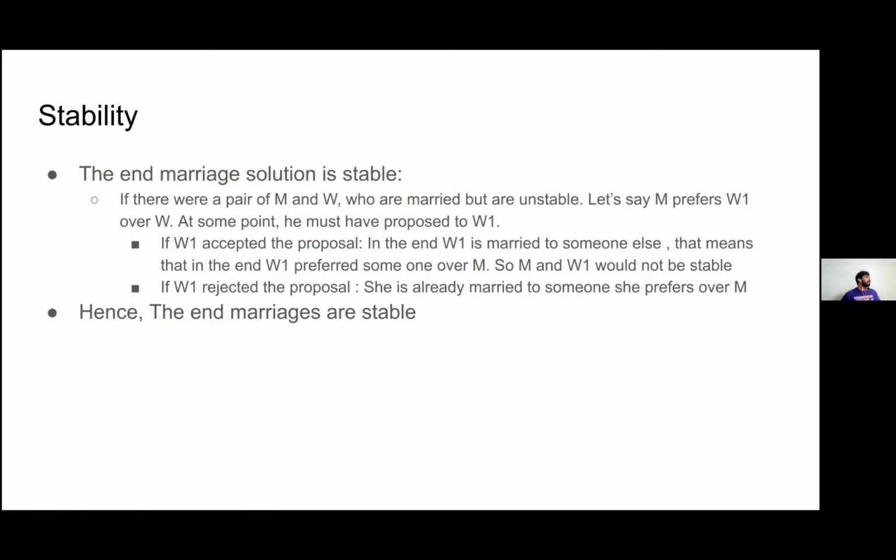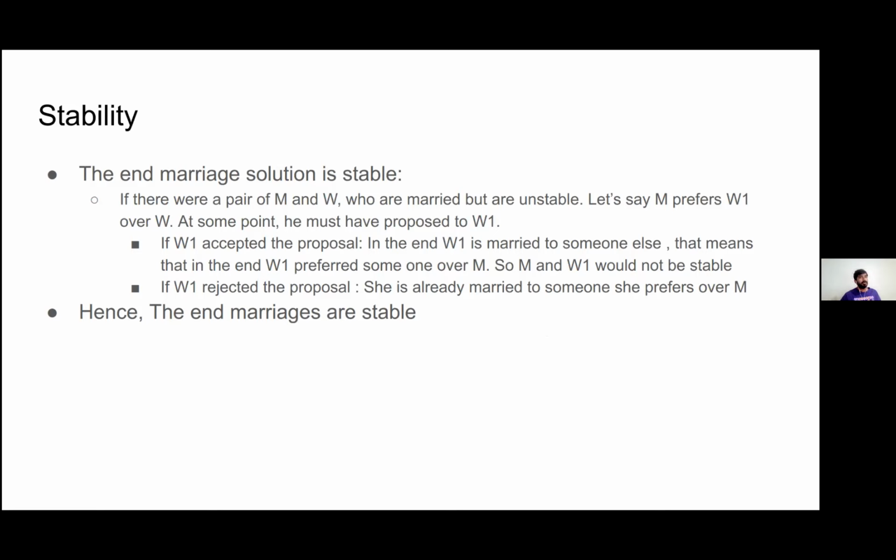Now, we discuss the stability of the algorithm, whether it gives a stable matching or not. Imagine our algorithm gave out a matching at the end of its runtime, but assume that there is an unstable pair. So there is a pair M and W who are married but are unstable. Let's say M1 prefers W1 over W. In the algorithm, every man proposes down his list, so at some point, he must have proposed to W1.